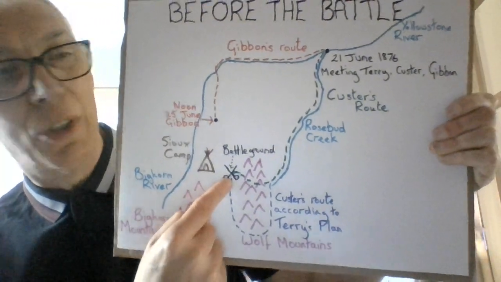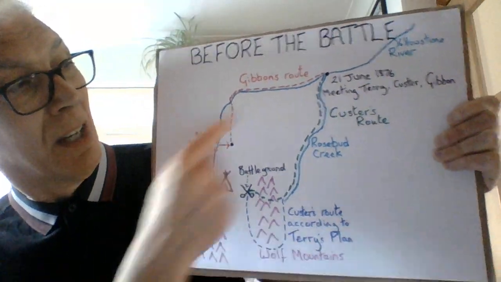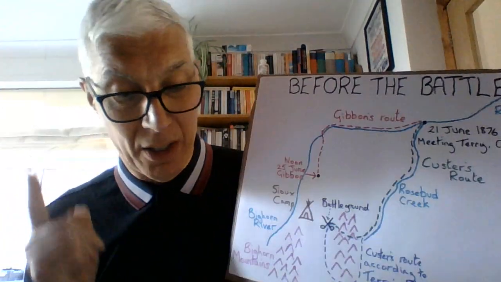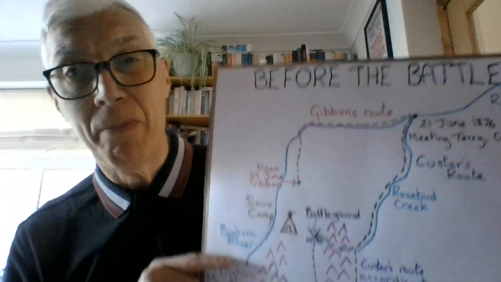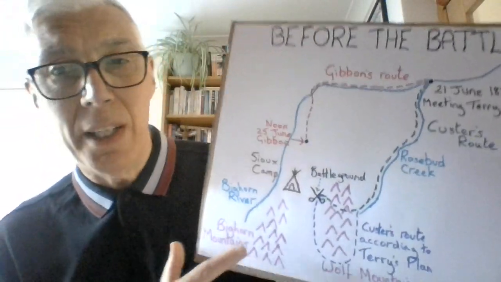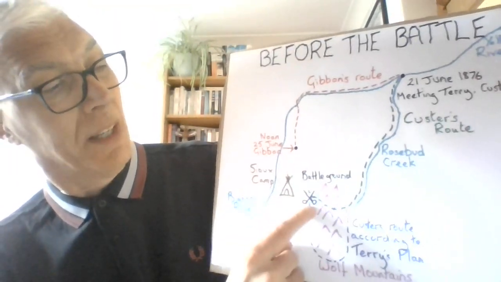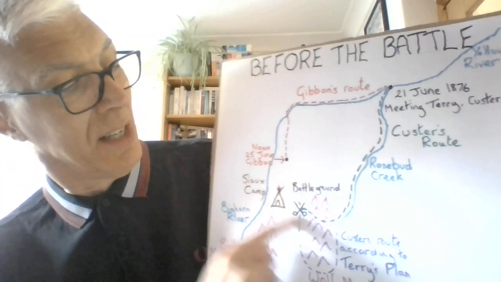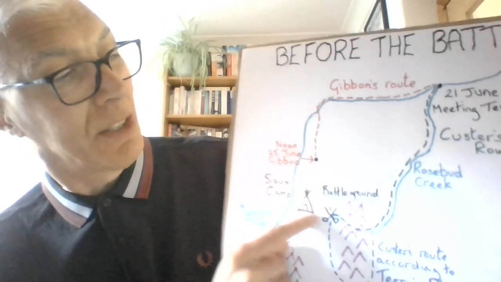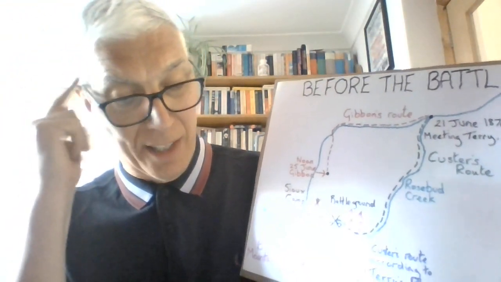Basically, what Terry's doing is trying to surround the Plains Indians. Gibbon one way, Custer the other way. That was the plan. Now, Custer was given the longer route because he's cavalry. He's got the horses. So he can travel quicker. But the plan is to get to the Indians and attack on the 26th of June. 26th. Put that in your head, ladies and gentlemen.